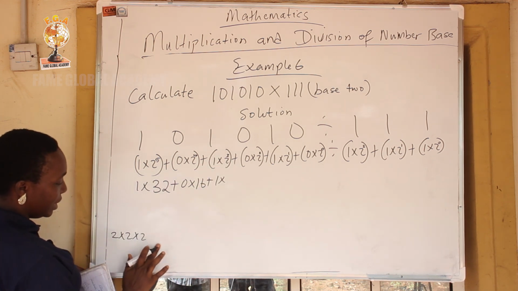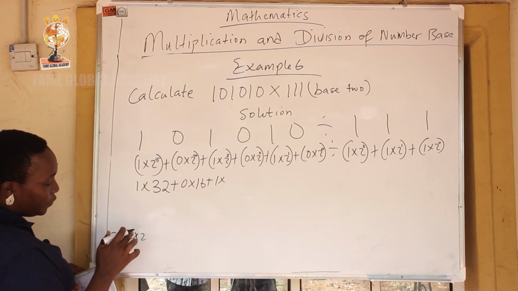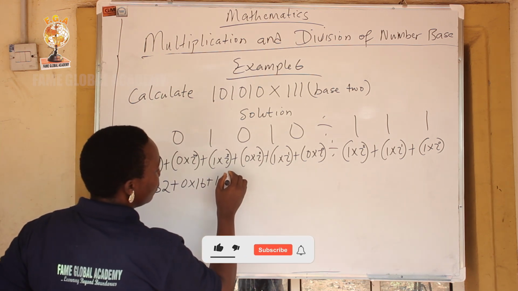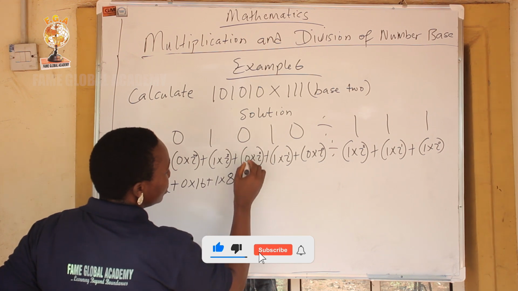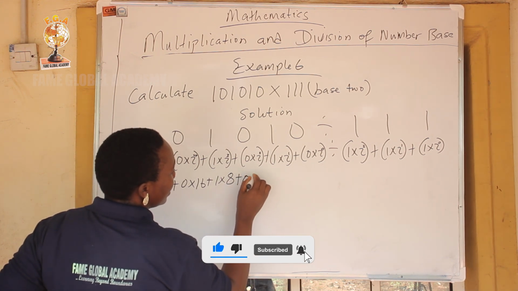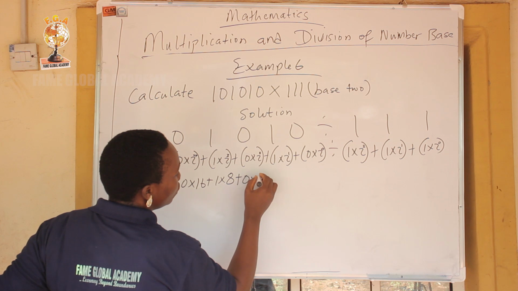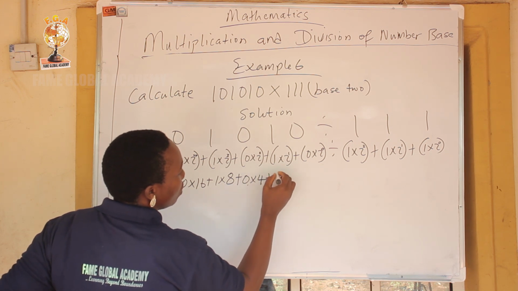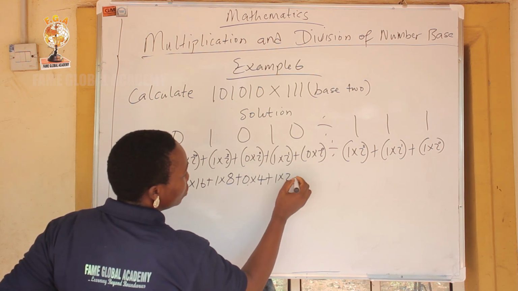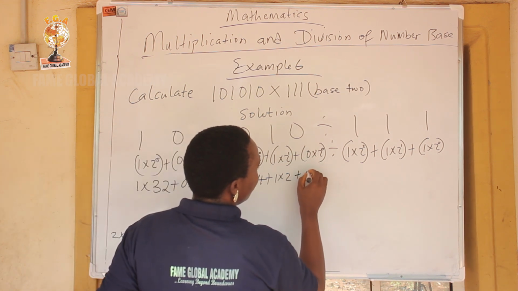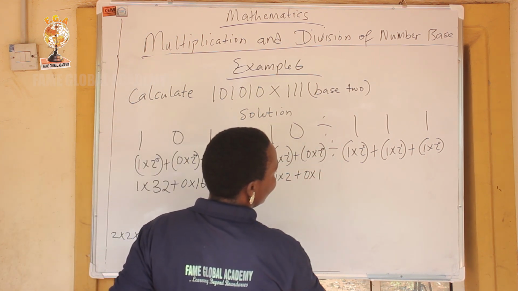Clean 1, 2 again. That's 3. 2 times 2, 4. 4 times 2, 8. So this will give us 1 times 8 plus 0 times 2 raised to the power of 2, which is 2 times 2, which is what? 4. Plus 1 times 2 raised to the power of 1, which is 2. Plus 0 times 2 raised to the power of 0, the answer is 1.